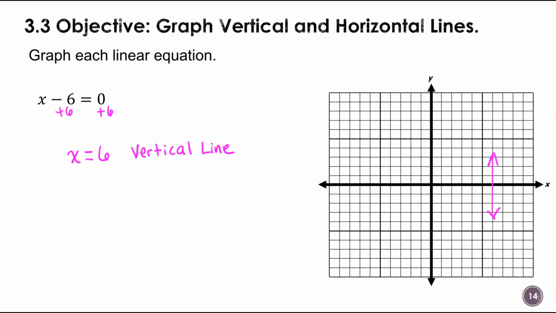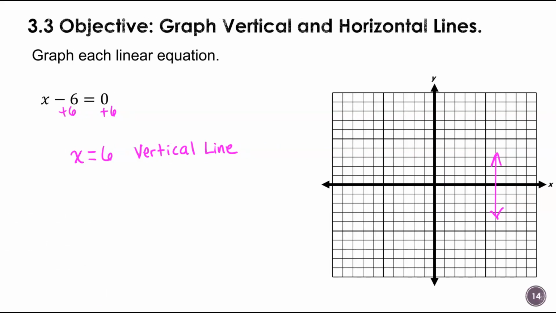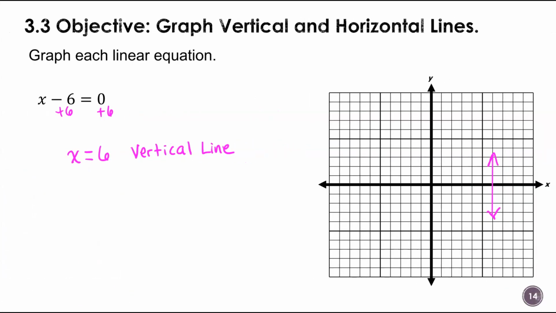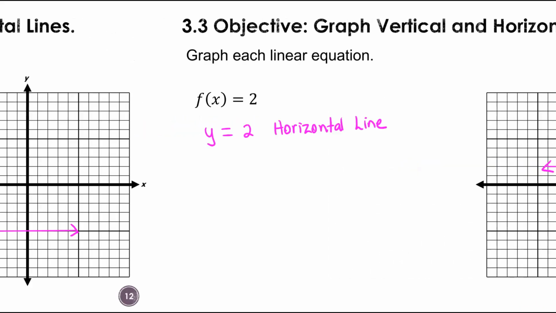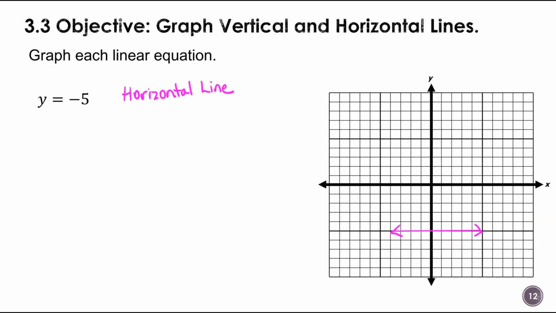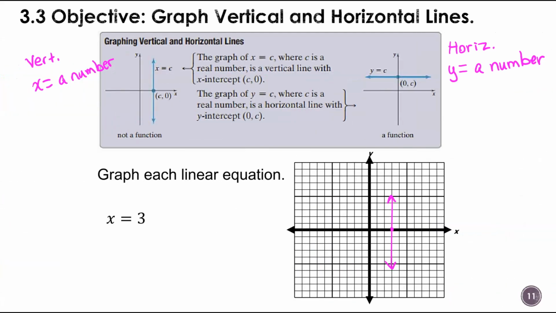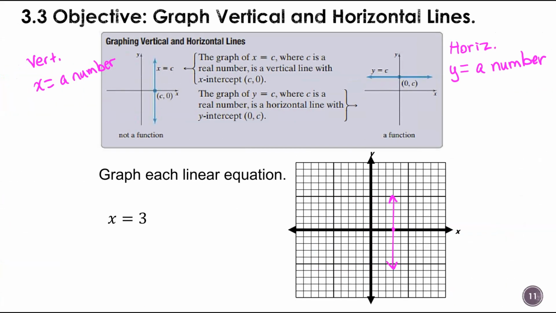All right, so this has an x-intercept at 6, 0. This one has a y-intercept at 0, 2. This has a y-intercept at 0, -5. It does not have an x-intercept. And then this one had an x-intercept at 3, 0, but no y-intercept.